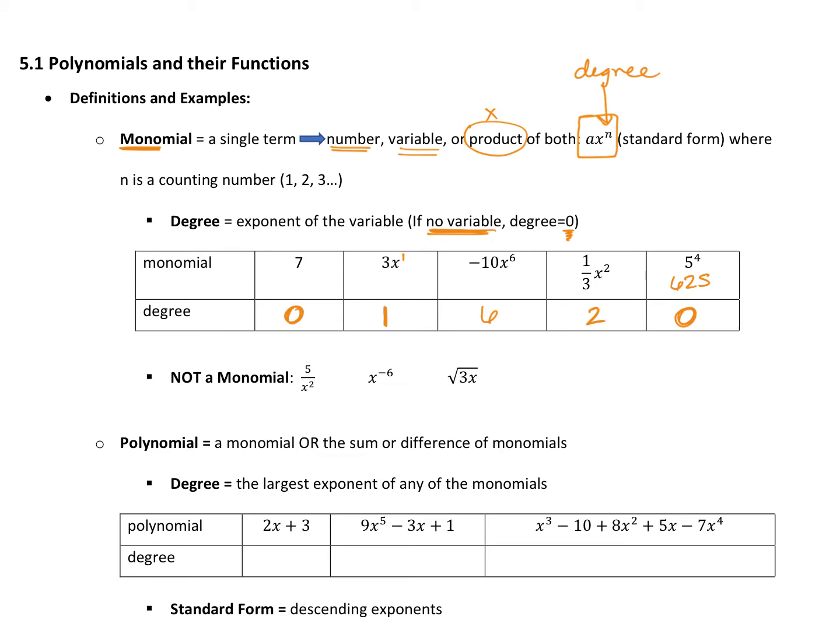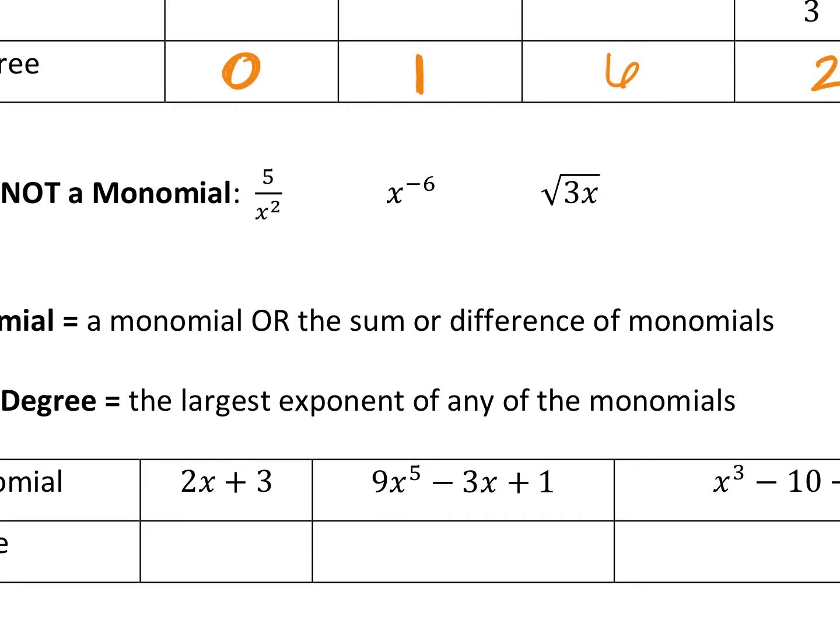Okay, things that are not monomials. Can't be a fraction. Oops. Well, that works too, I guess. It cannot have that fraction set up. That is not a monomial. Okay, it says the product of two things, not the quotient of two things. Can't have a negative exponent, and you cannot have a radical with it. Okay, those are not monomials.